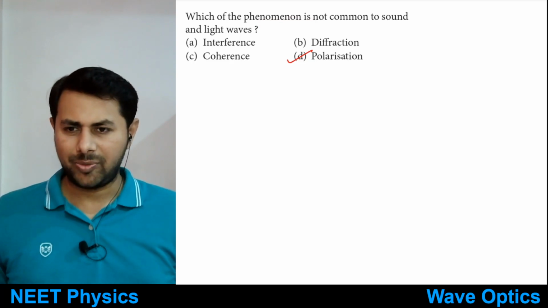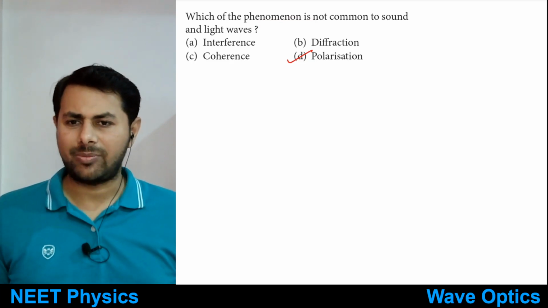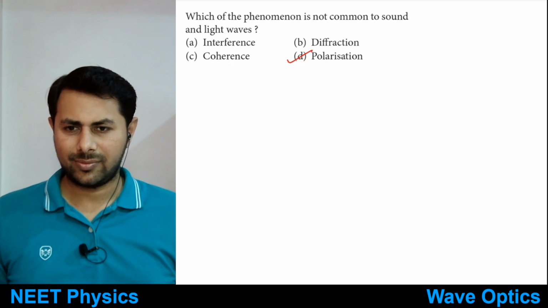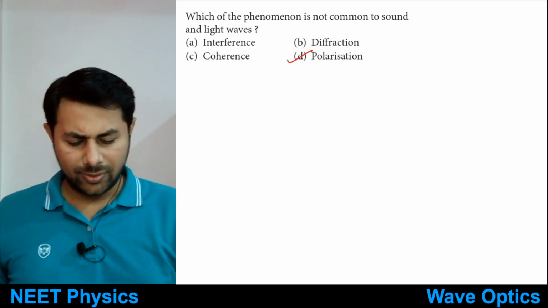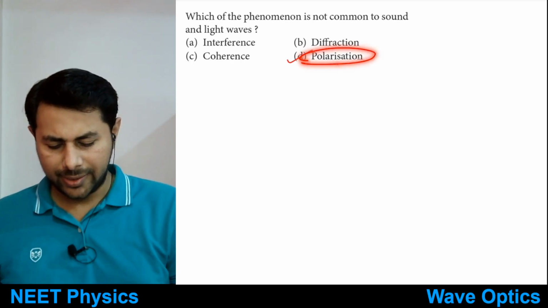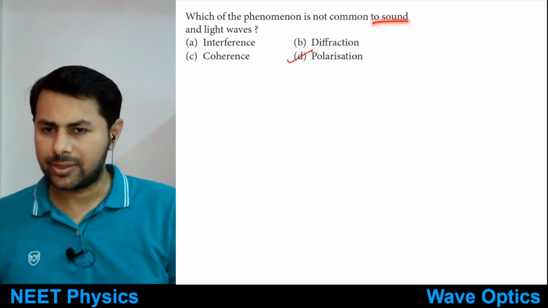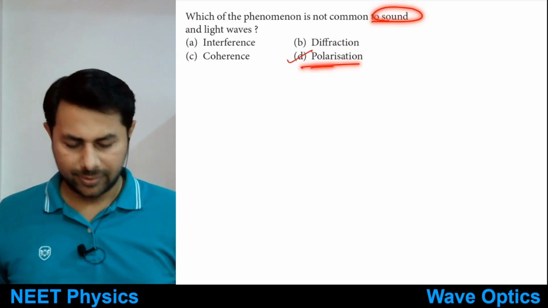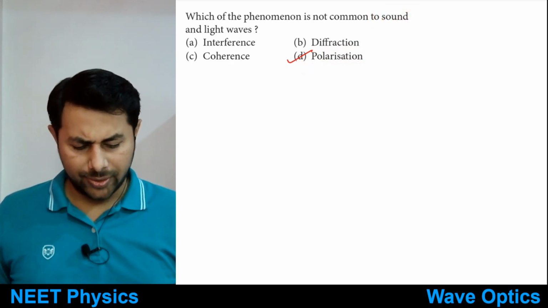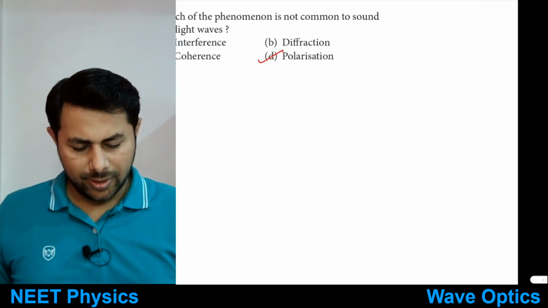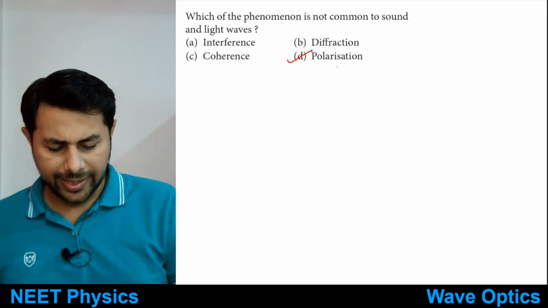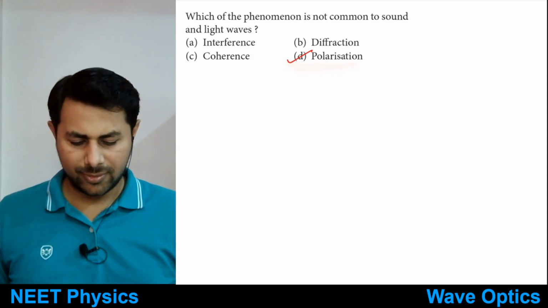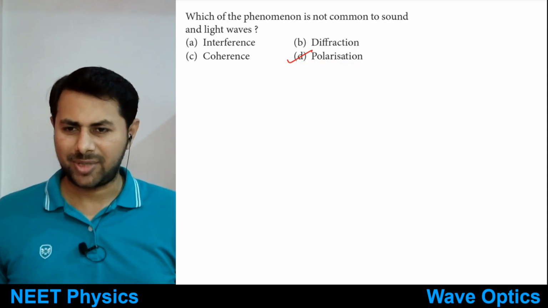Longitudinal waves cannot be polarized. Only transverse waves can be polarized. Light is a transverse wave, sound is a longitudinal wave, so it cannot be polarized. So this is the answer. Good. Then this is the end of this chapter. So wave optics is complete, right?